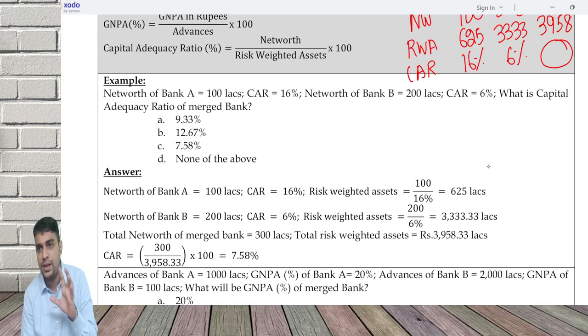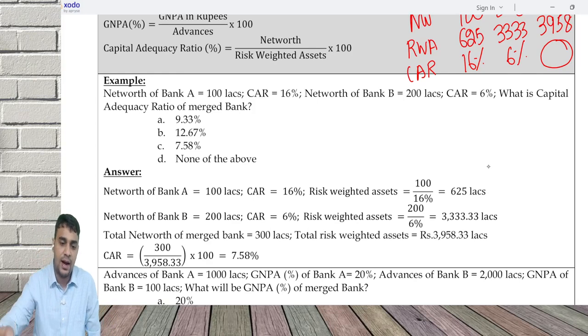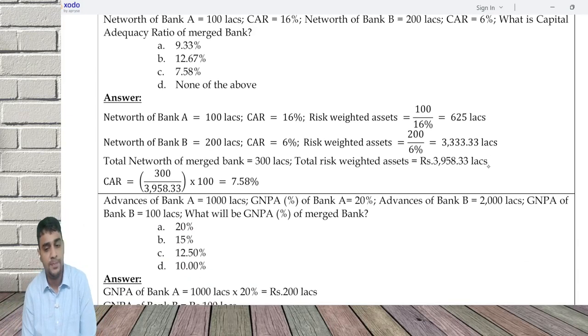That's the weighted average. Many students have faced a lot of difficulties in properly doing the weighted average. So it's very, very clear. Be crystal clear in your calculation. The formula can be changed the way you want. Second example: advances of bank A 1000. GNPA percentage is 20%, which is bad. Bank B, they have not given the percentage, they have directly given the bad loan, which is 100 lakh. Finally, somewhere weighted average needs to be done.